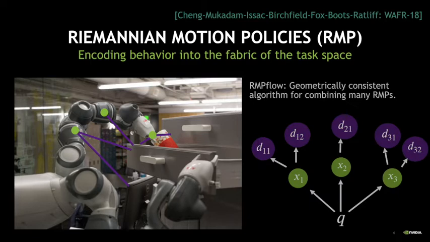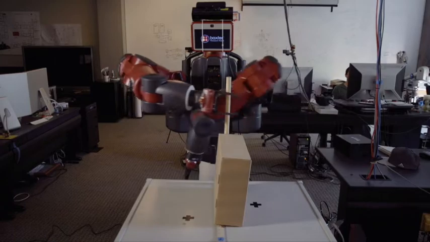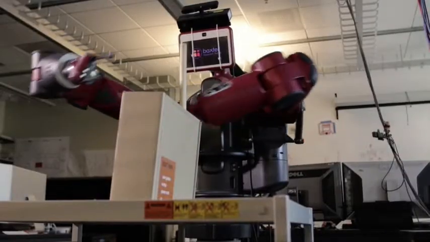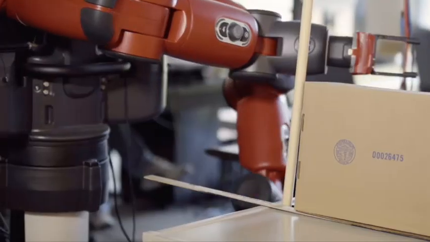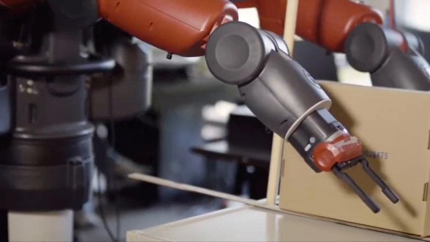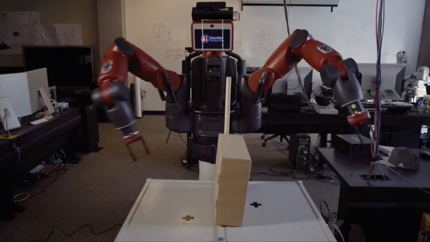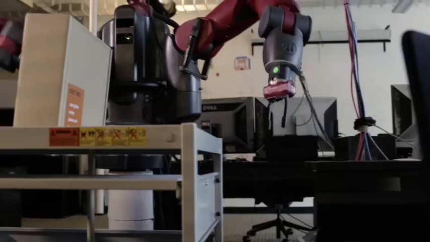And by doing this, we give designers a very flexible tool set for designing behaviors and sharing them among different robots. Here's just an example of us using it also on the Baxter robot. Basically using Riemannian motion policies, we can instantaneously get very fast collision-free behavior. In this case, we use no planning, just Riemannian motion policies and some very simple heuristics.